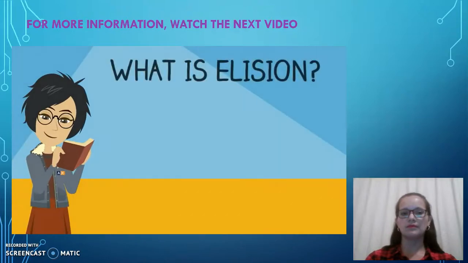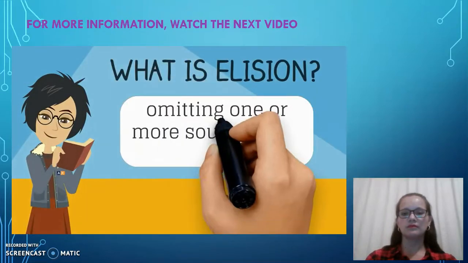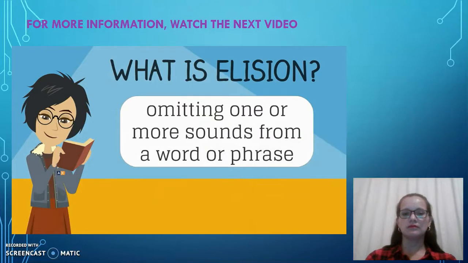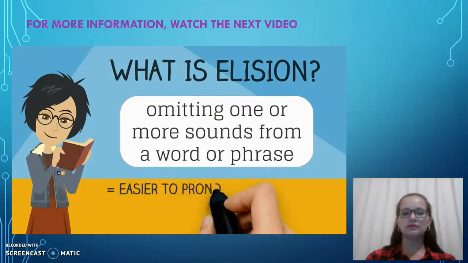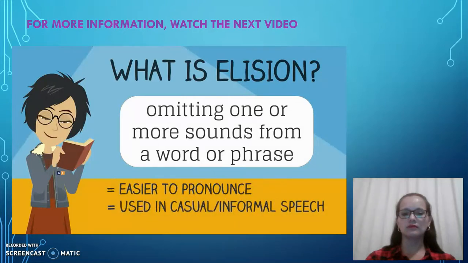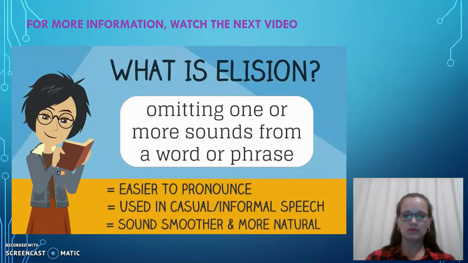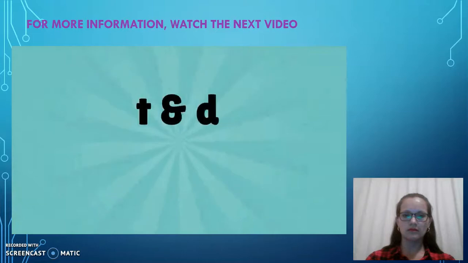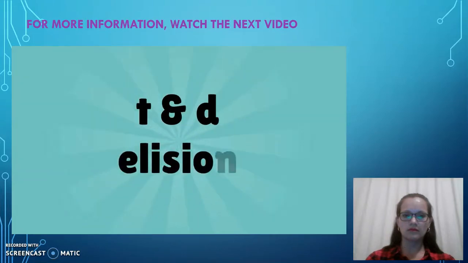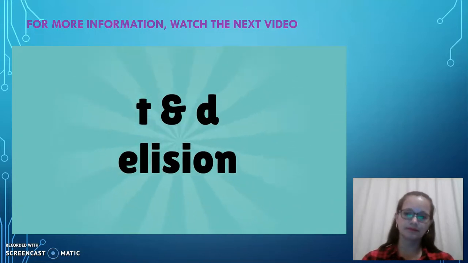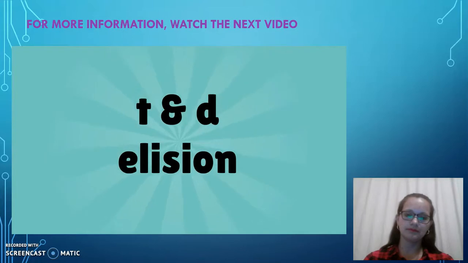What is elision? It means omitting one or more sounds in a word or phrase to make it easier to pronounce. This is used in casual, informal speech. Elision can help your American English sound smoother and more natural. American English has a few patterns of elision in casual speech, but today we will practice T and D elision.